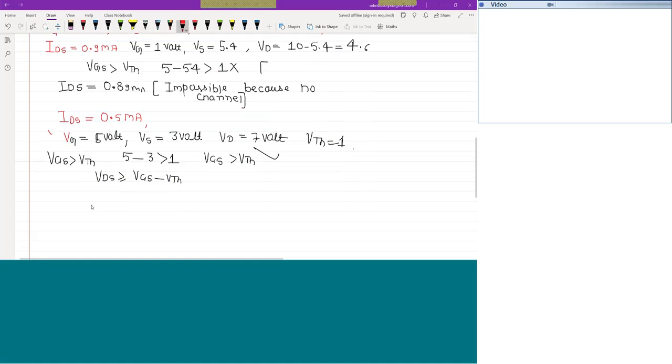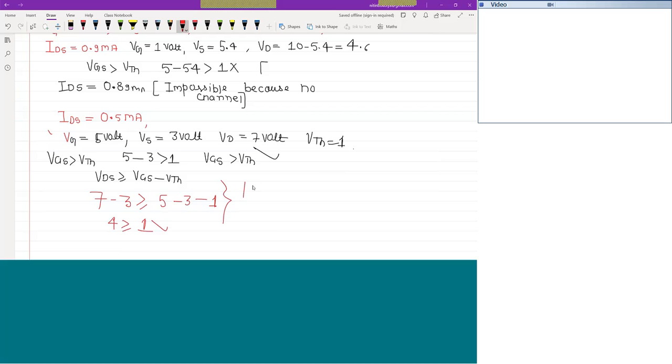So we can say VDS, VD is what? For our discussion, VD is 7 volt. So 7 volt minus 3 volt should be greater than or equal to VG 5 volt minus VS 3 volt minus VTH. So this is 4 volt should be greater than or equal to 4 minus 3, 2, 2 minus 1, 1. ये भी correct है? Correct है. This means our transistor is working in saturation region.